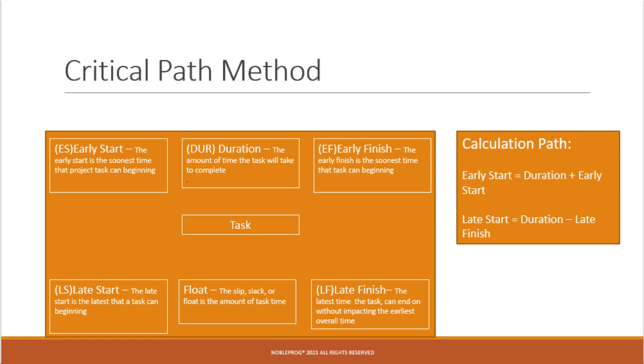Now to begin with the calculations, there are a couple of easy calculations that go into it, but they must be followed in sequence. To understand early finish, we take what we know as the duration of the task plus the early start, and add those up. Then we do the late start, which is the late finish minus the duration.